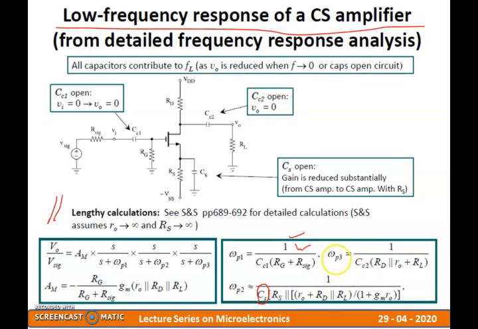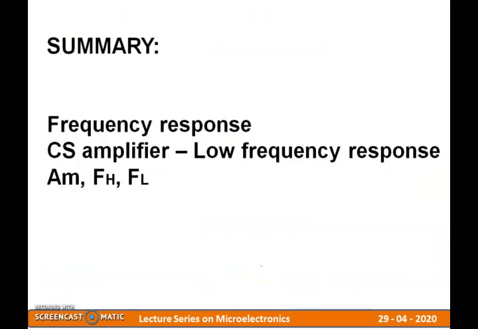If by chance omega P3 value is large, that means CC2 will be having that particular impact on the frequency, which means CC2 is the strongest capacitor in the entire circuit. The same is the case with CC1. If omega P1 value is large, then CC1 will be playing a major role in the determination of the frequency. So this is how we can summarize.